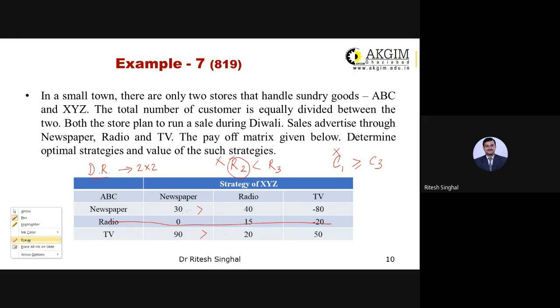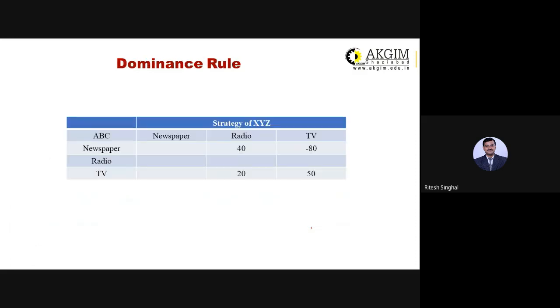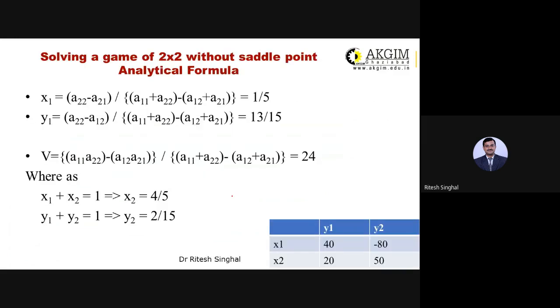So your remaining matrix looks like this one. Only 4 values are left, that is a 2 by 2 matrix. And again, in the same manner, we can use the analytical formula here. This is the matrix remaining. Although I have not removed the names of the strategies, because the names are still there. Yes, this is my remaining 2 by 2 matrix.